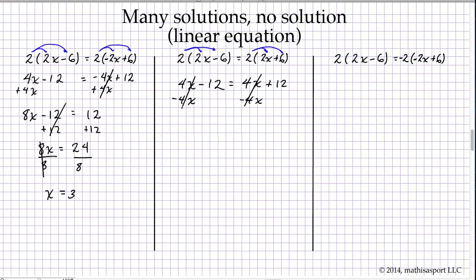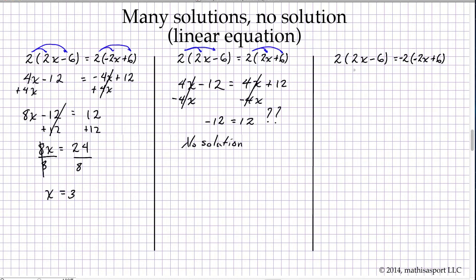Okay, now something interesting has just happened. The x's have been completely removed from the equation, and all that's left is negative 12 equals positive 12. But if you think about this, there's no possible way that negative 12 could equal positive 12. So what's happened? Well, it's not that we've made a mistake. It's that this is an equation that has no solution. Namely, no value of x will ever make negative 12 equal to positive 12. And so we say no solution.